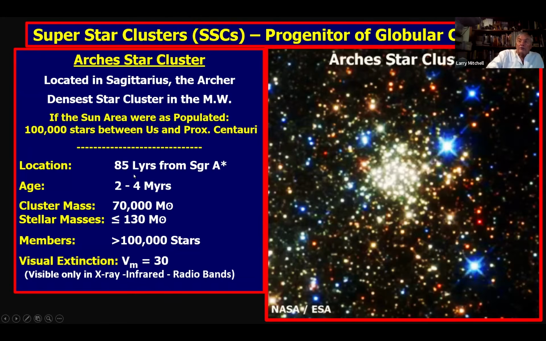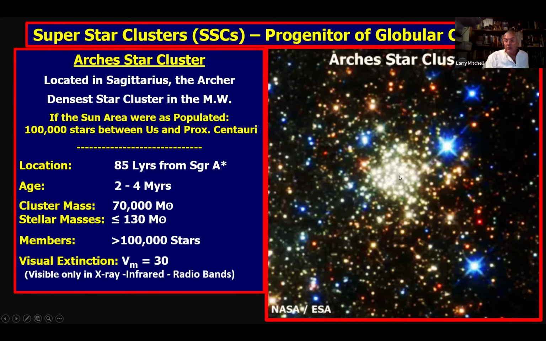The Arches cluster is 85 light years from the black hole. It is extremely young, only 2 to 4 million years of age. It has a cluster mass of 70,000 solar masses. The largest star that they know of is 130 solar masses, and it's estimated the largest star that our present epoch is capable of making is about 150 solar mass stars, although we don't know of any.